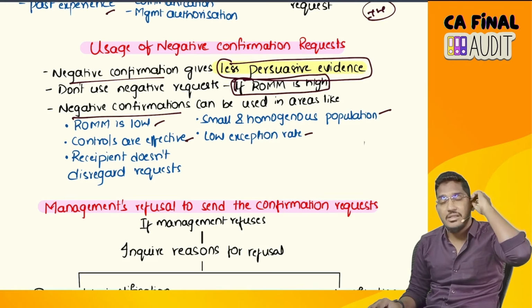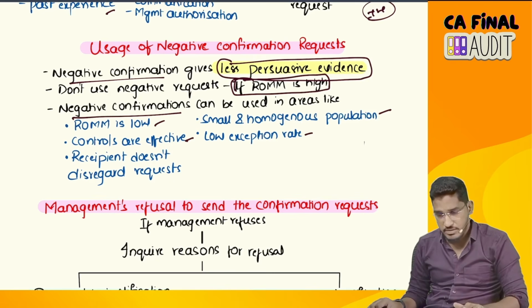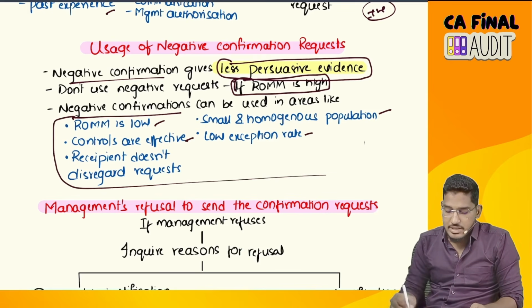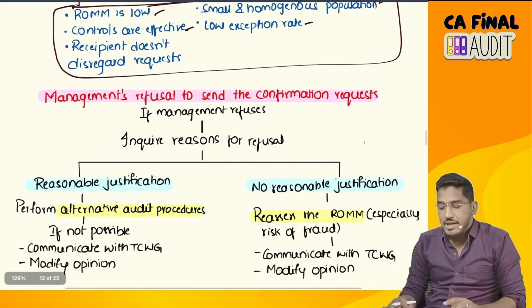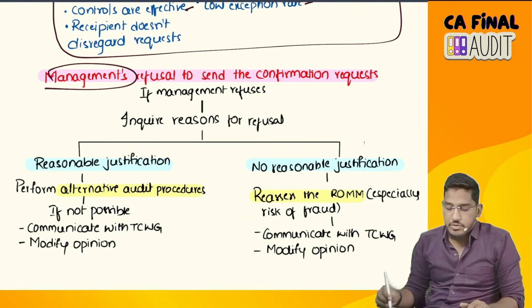If you know that the recipient will disregard, that means he will ignore the request, there you should not send a negative confirmation request. There you have to send a positive confirmation request. So you can use the negative confirmation request when all these conditions are present. Understood?